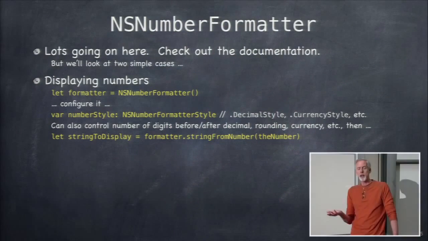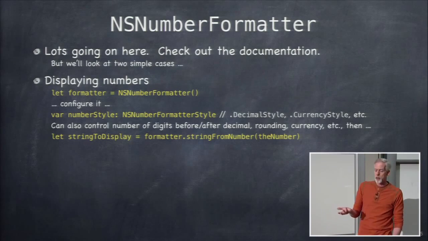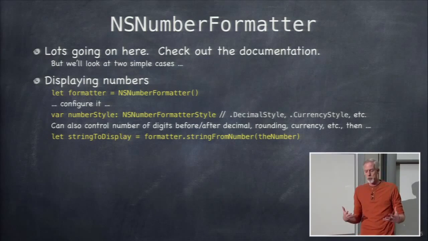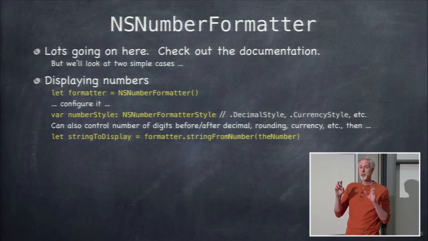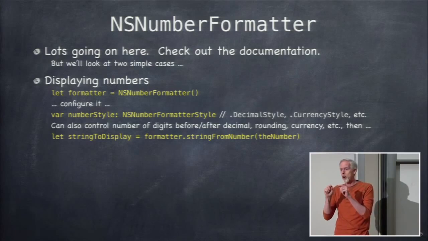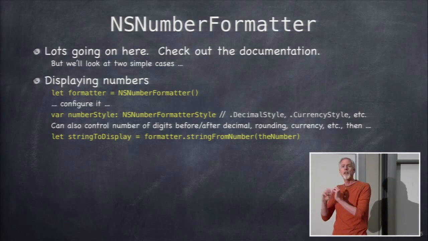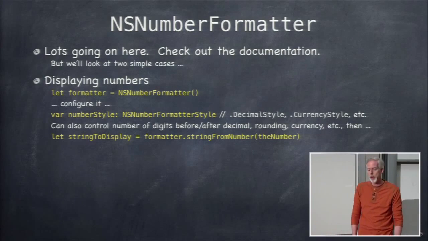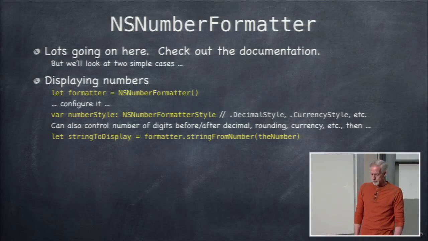So you create an NSNumberFormatter like we did in the calculator. Then you set the style of the number. So for example, decimal style or currency style. There's also a style, spell out style, that will spell the number out. 3,000, T-H-R-E-E T-H-O-U-S-A-N-D, right? It'll spell it out as words in the local language. So there's a few styles in there.